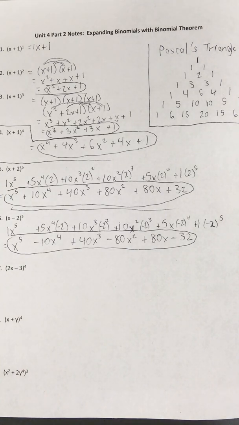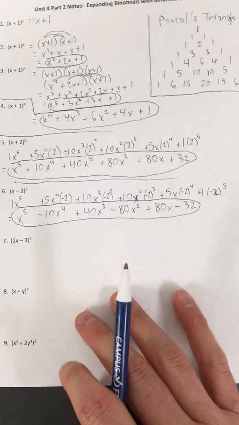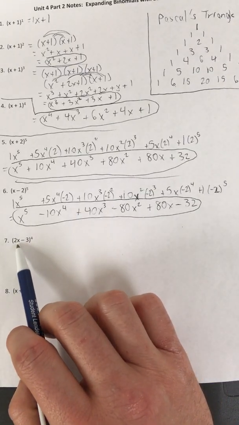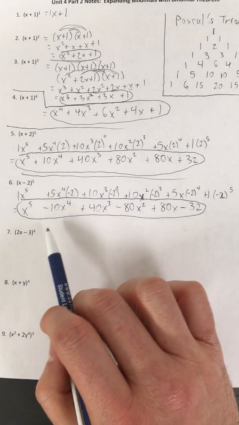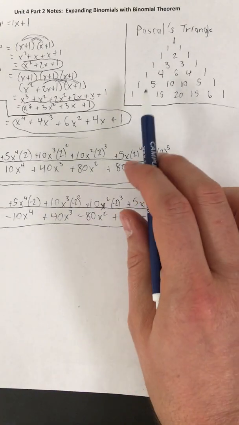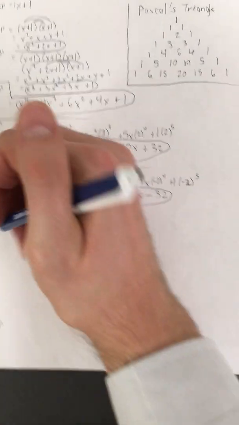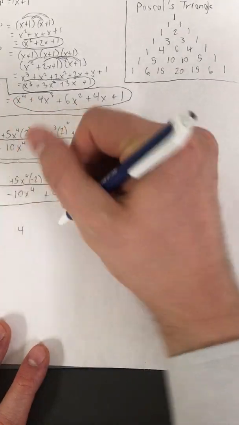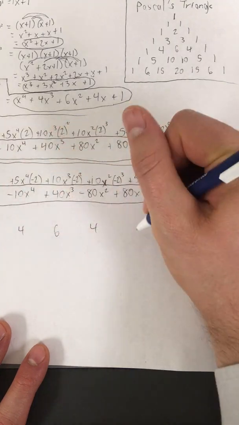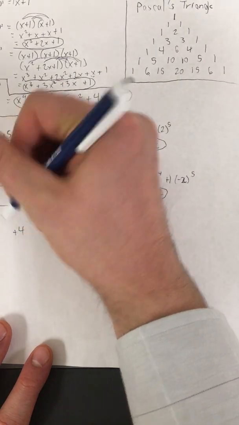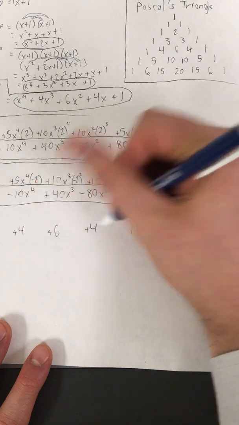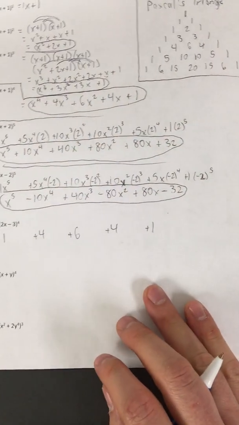All right, so 3 other quick examples I want to look at. What happens if you have a number on the x? So 2x minus 3, it's to the 4th power. So let's use our rows with the 4. All right, 1, 4, 6, 4, and 1. Let's just put our pluses, even though, yes, there's a minus there. We're just going to use that as a negative. We'll put pluses for now.